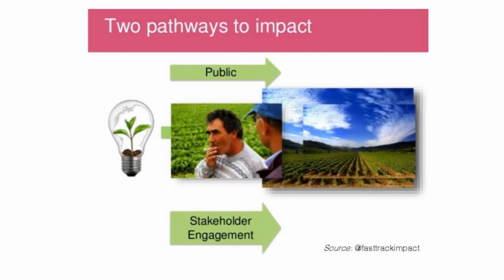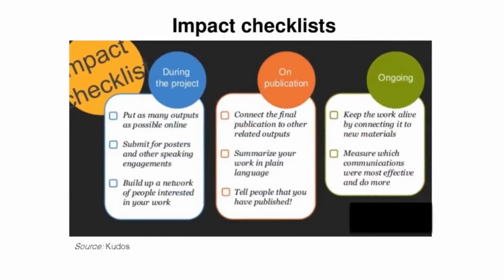That's how you can stand out amongst the 2 or 3 million articles that get published around the world each year. In health sciences alone, 700,000 or 800,000 articles are published each year. So you have to differentiate, you have to stand out. That's how you can generate impact with your research.